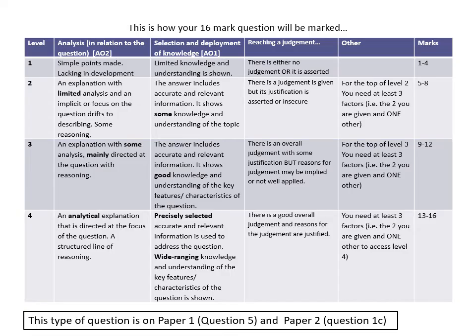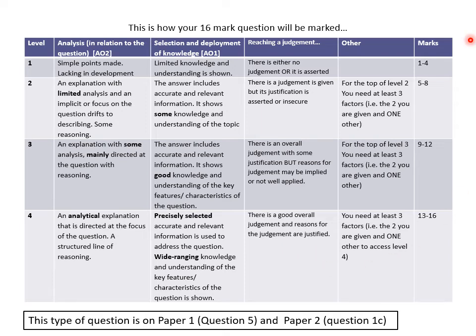Now, just like the 12-mark question, you're rewarded on assessment objective 2 and 1, so analysis and knowledge, but you're also rewarded for reaching a judgment. So these parts are exactly the same. So level 2 for analysis and knowledge are the same for the 12 and 16-mark question. But the additional factor you're considered against is judgment. So at level 1, it might not be present at all. At level 2, your judgment might be given or asserted, but you don't go very far with it. There will be some reasoning in your judgment, but it could just be implied at level 3, and there's a good overall judgment at level 4.